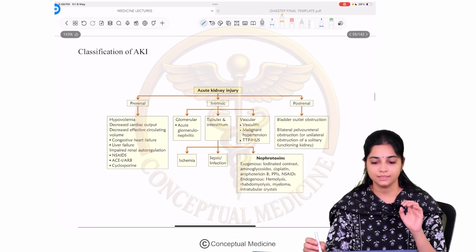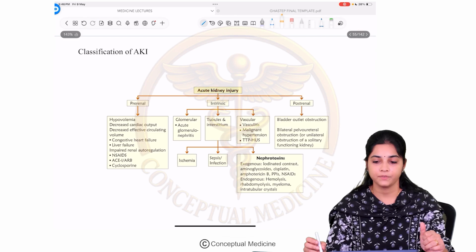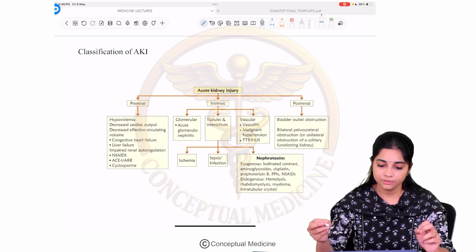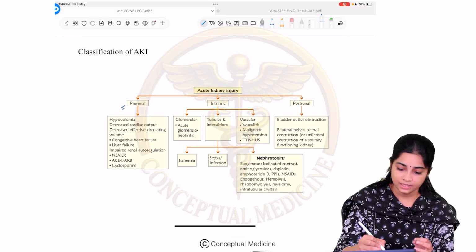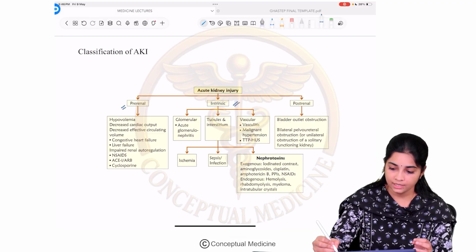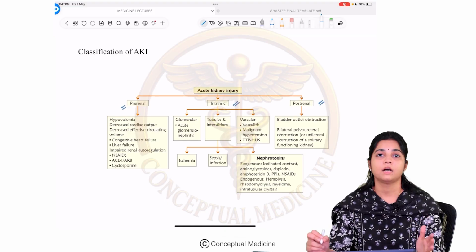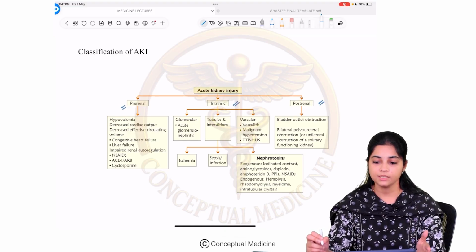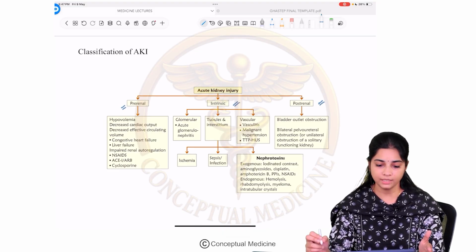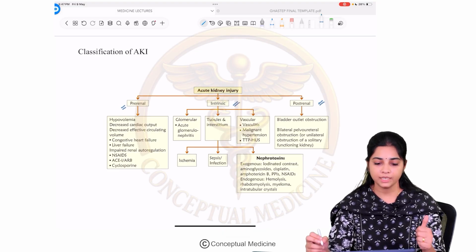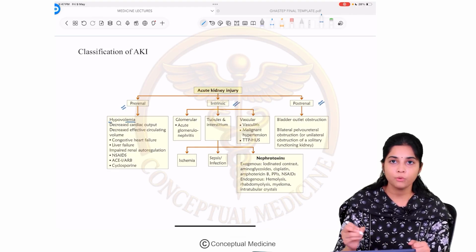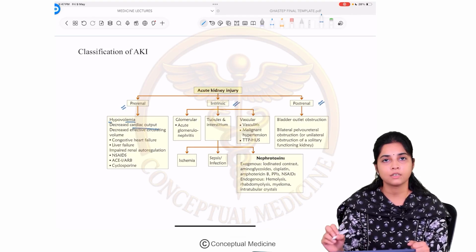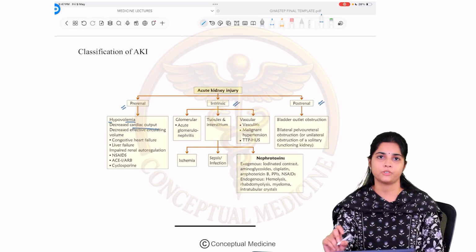Now let us understand the classification of AKI. The first point that you have to remember is that acute kidney injury is classified as prerenal, intrinsic AKI and postrenal. Any acute kidney injury can be classified as prerenal, intrinsic AKI or postrenal AKI. So prerenal basically means what? Any condition which is associated with hypovolemia or decreased cardiac output. The patient is in some form of shock, right?